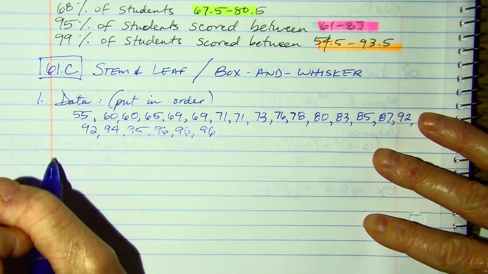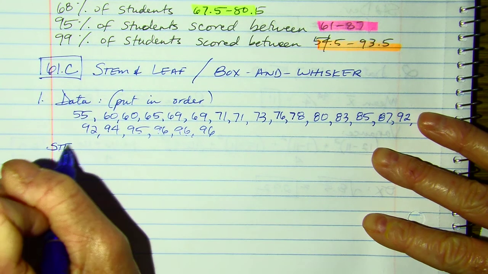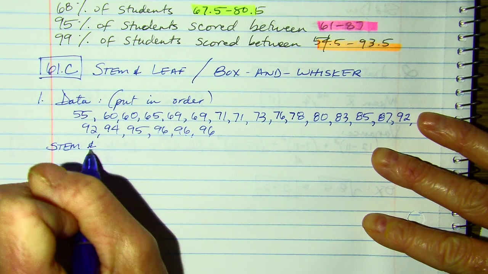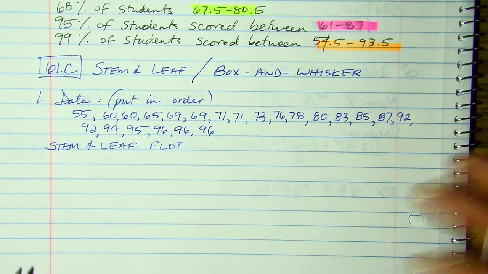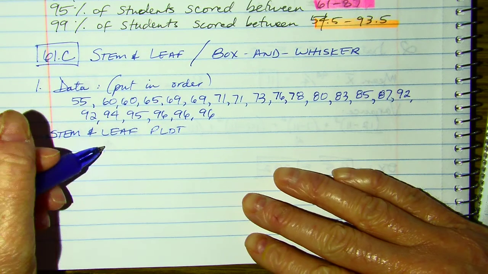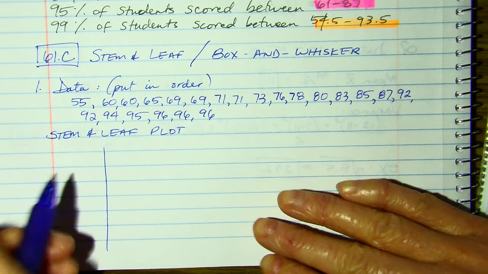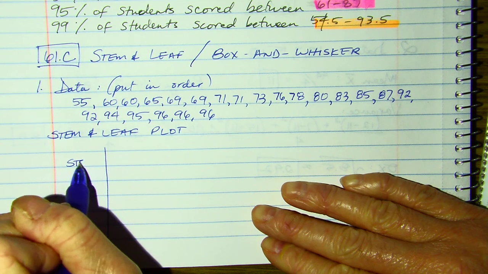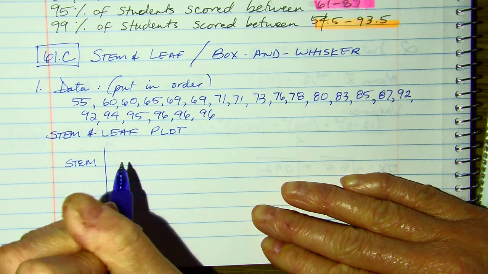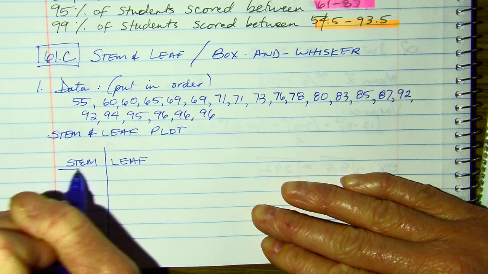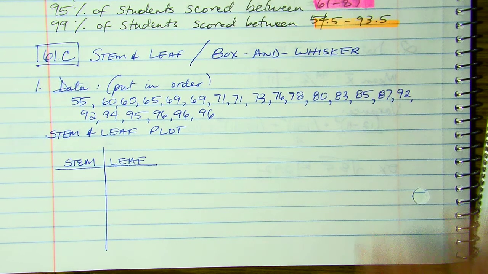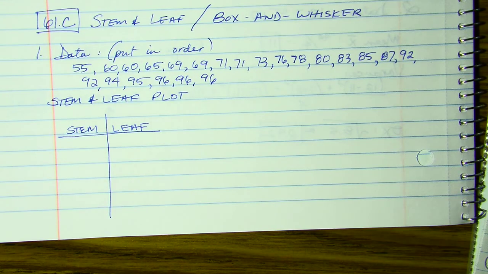And we're going to build a stem and leaf plot. So stem and leaf is really simple. You draw a line down the middle, or label one column as stem and the other as leaf. And we're going to organize our data by tens. It doesn't matter if you start with high or low.